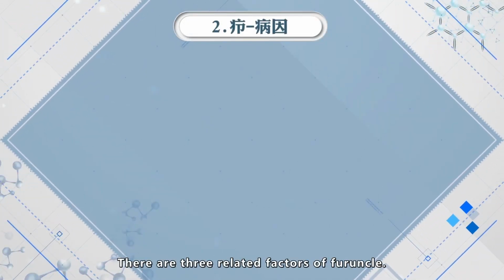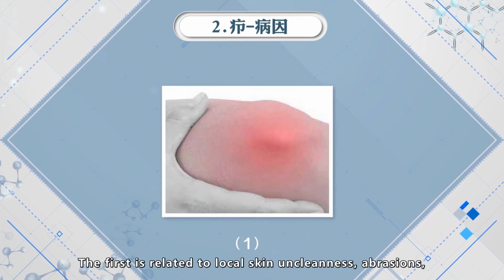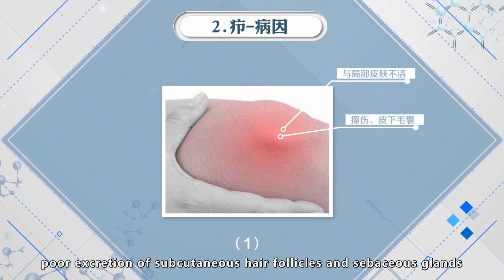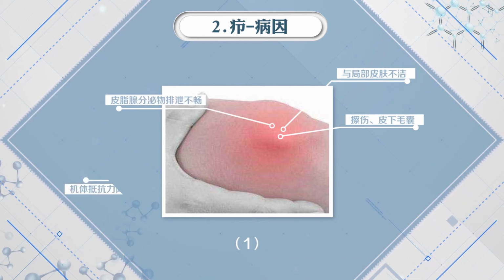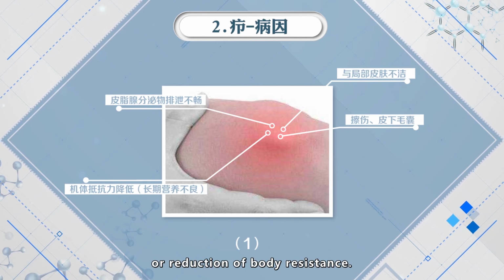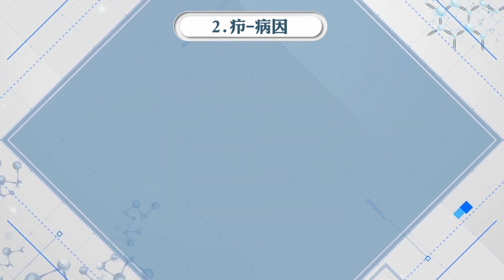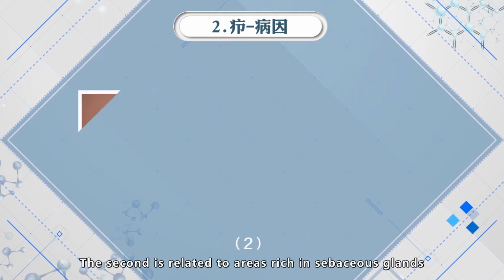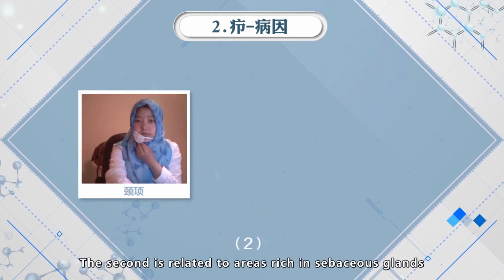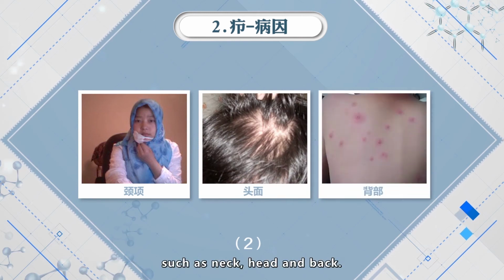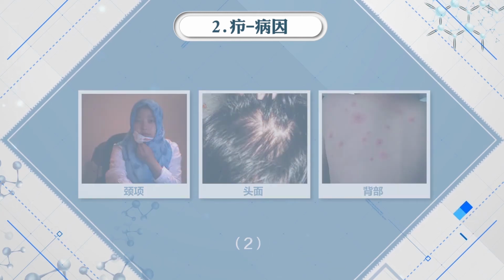There are three related factors of furuncle. The first is related to local skin uncleanness, abrasions, poor excretion of subcutaneous hair follicles and sebaceous glands, or reduction of body resistance. The second is related to areas rich in sebaceous glands such as neck, head, and back.